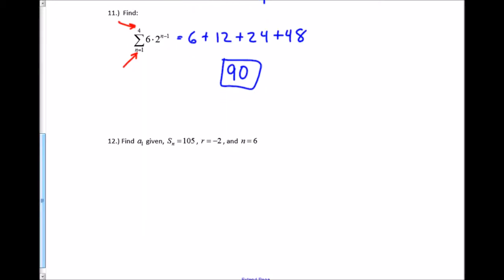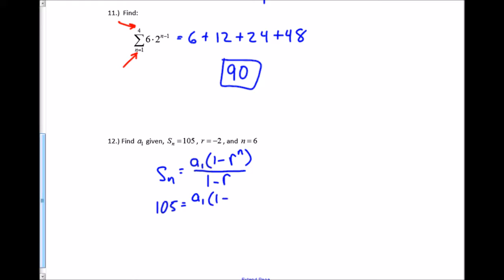If I look at number 12, it says to find a sub 1 given s sub n equals 105, r equals -2, and n equals 6. So I'm using my s sub n formula. Since it gives me an r value, I know that I'm using this particular formula, a sub 1 times 1 minus r raised to the n, all over 1 minus r. And I'm just plugging in what I know here. I know that the s sub n is the 105. I know that a sub 1 this time, oh, that's the thing I'm looking for, so I'm just going to leave that as a sub 1.